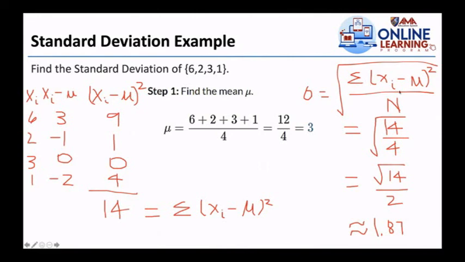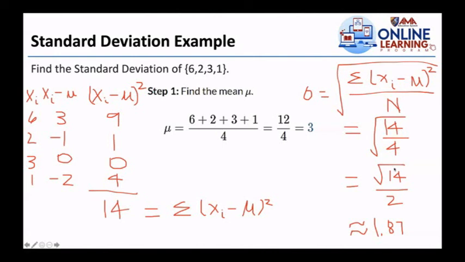To apply this formula. Because we have here x1 minus mu. Then we square it. That's why we have this. So 3 times 3, 9. -1 squared, 1. 0 squared, 0. -2 squared, 4. Then why do we have to add them? Because of this summation. The meaning of this is to add all of this. So once we have this already, we can substitute. That's why we put 14 here. And then divided by the population size, which is 4, because it's obvious it's 4. And then we get the square root.